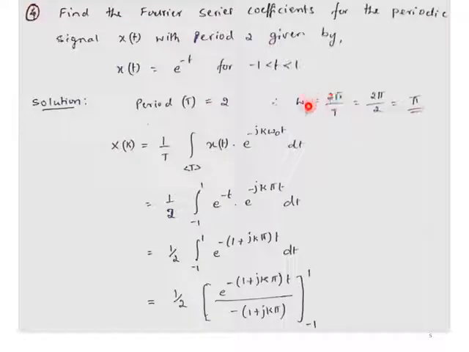Since the fundamental period is T equal to 2, I can calculate omega naught. Omega naught is equal to 2 pi by T. With T equal to 2, omega naught is pi. So we got the omega naught value. But what I need to calculate is the Fourier series coefficient, so I have to calculate the x of k value. What could be the equation if I take the x of k value directly?